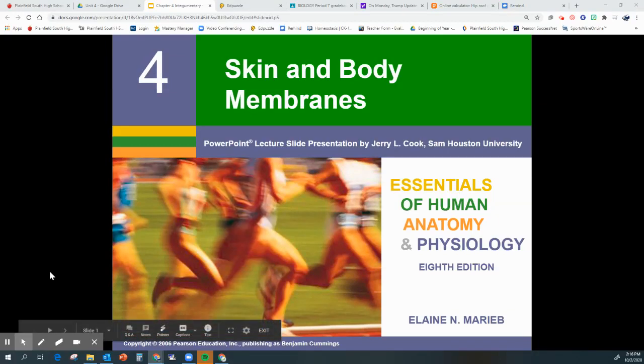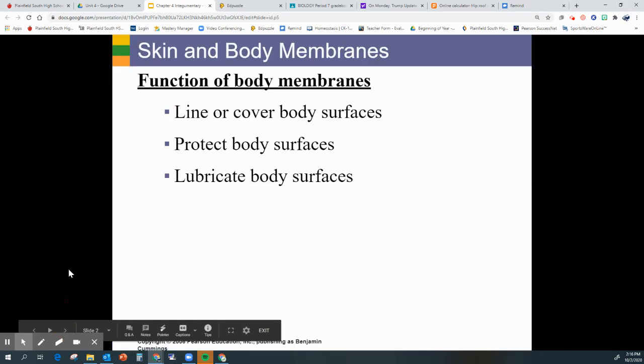All right, guys, so this is the start of Unit 4. This is skin and body membranes. We're going to cover a little bit of some introductory stuff during today's lecture, just to introduce ourselves to the four membranes that we have in the body, okay?